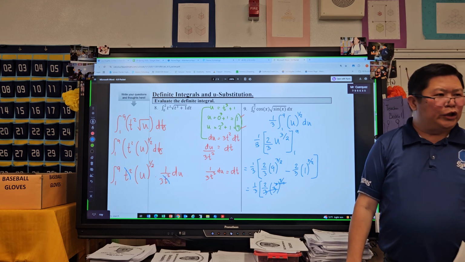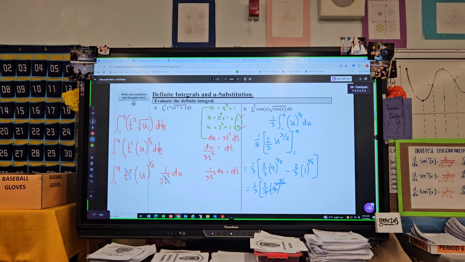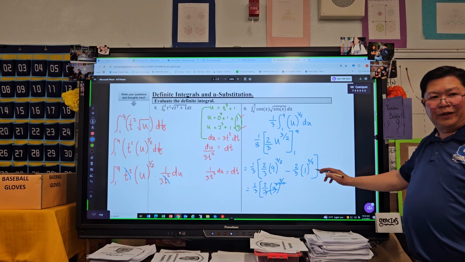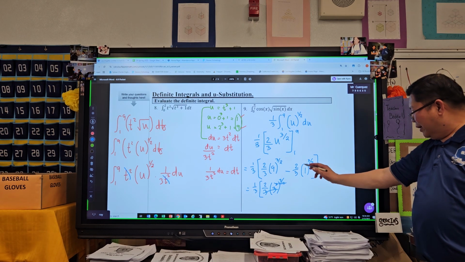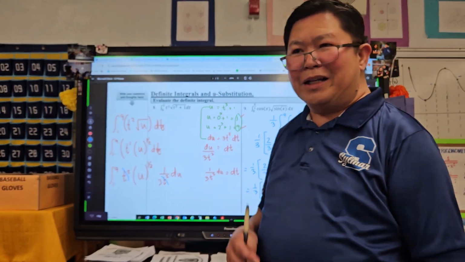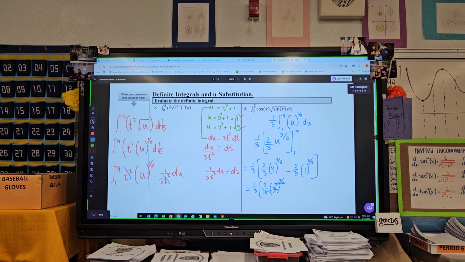The 2. Okay, can you continue? What is this? 1 to the power of 3 is just 1. Or basically 2/3. So can you do now your math? That's basic math already. Do it.